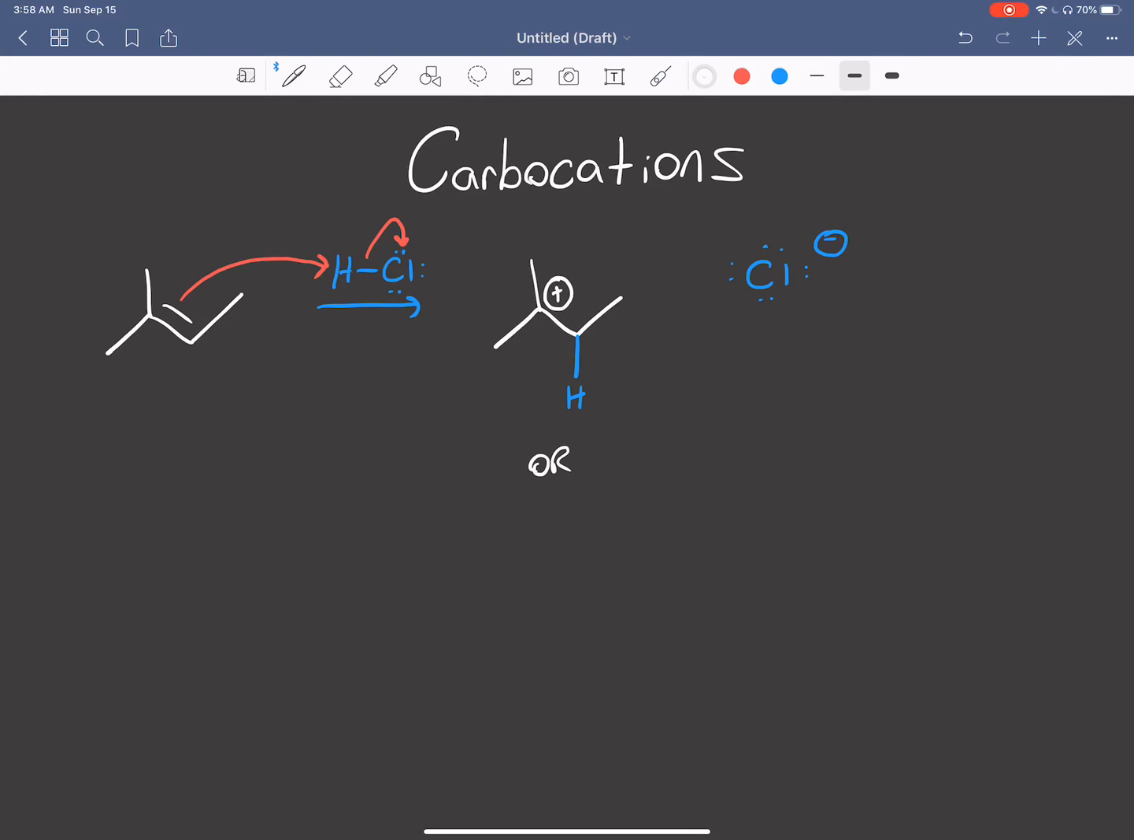Or we can form it right over here and be left with a carbocation over there. And so which one is it going to be?